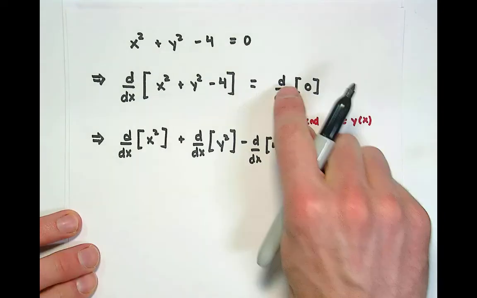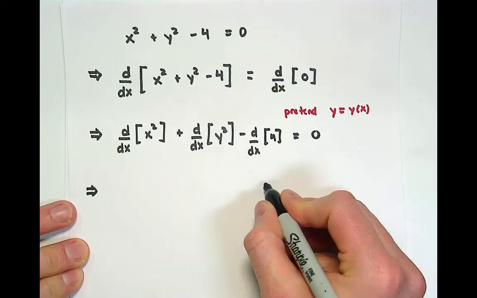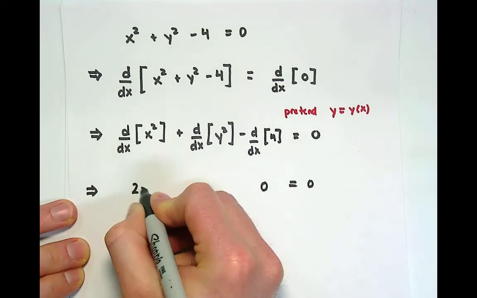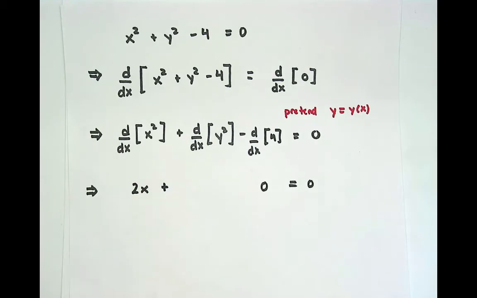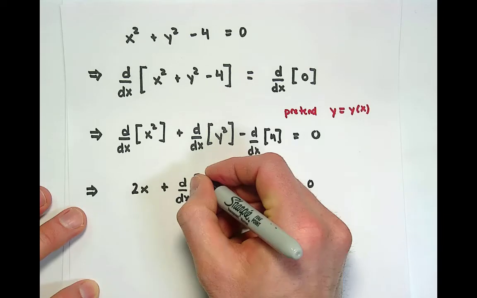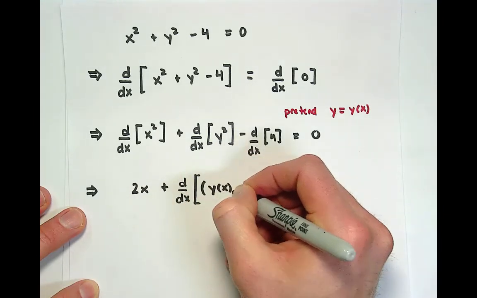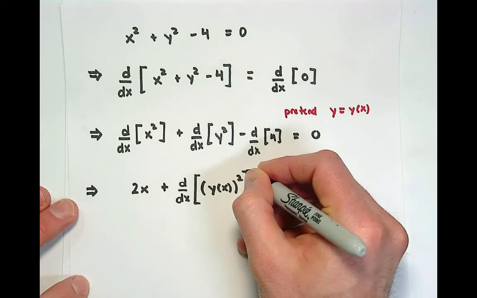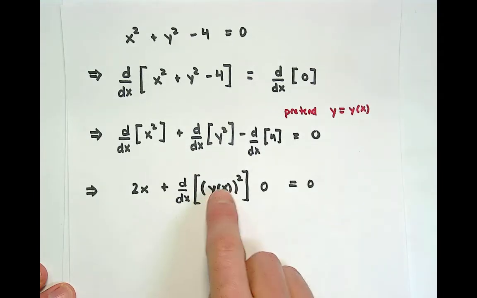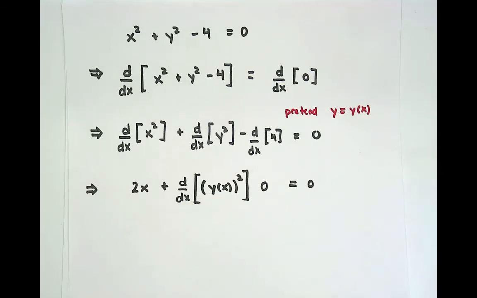So here we go. Derivative of 0 is 0. The derivative of 4, of course, is 0. So this thing goes to 0. This thing goes to 0. Derivative of x squared with respect to x is 2x. And then this is where I want to be a little bit careful. Before I actually take this derivative, I'm going to write parentheses, and then I'm going to think about y as a function of x. Even though we haven't written y as a function of x, I'm going to look at this as now y of x squared. And the reason that I do this is this now is a chain rule problem.